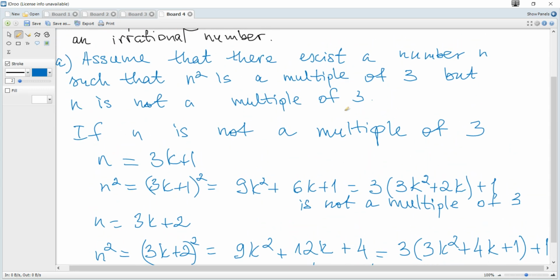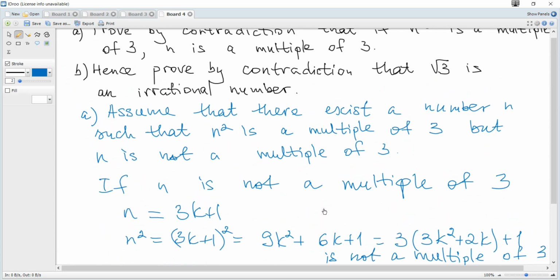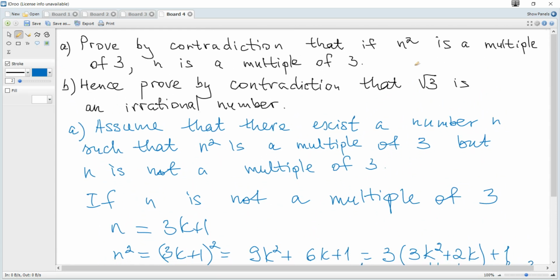And hence the statement that if n squared is a multiple of 3, n is a multiple of 3 is proven by contradiction.